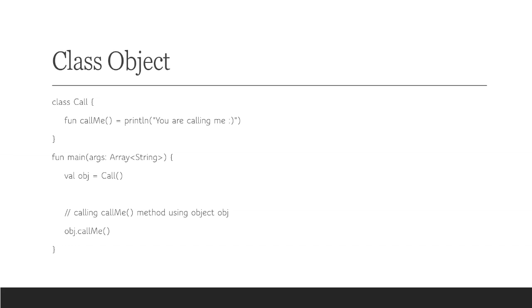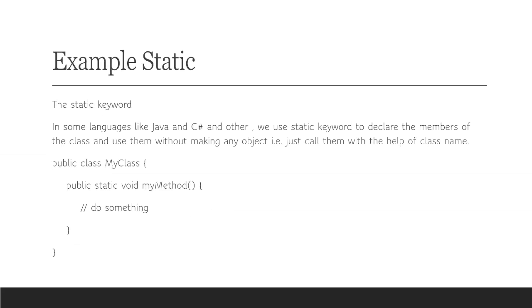But this is a simple pattern of calling the class in your Kotlin. But what happens is that sometimes we need a static kind of thing, just like in Java. But static does not work here. The keyword static is not working in Kotlin.